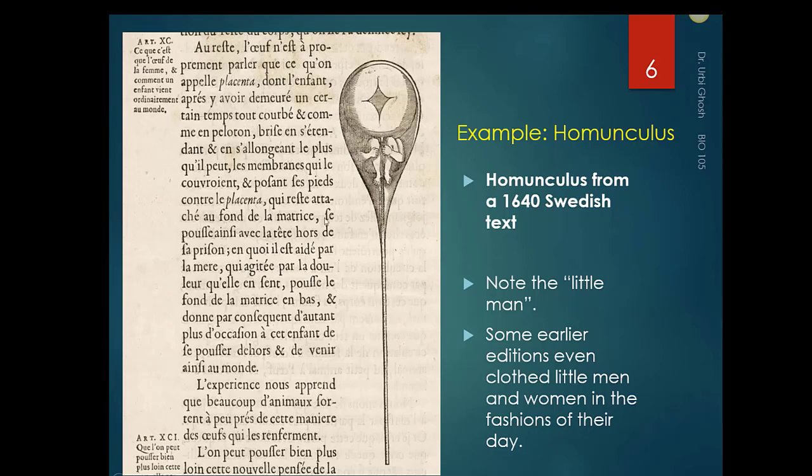For example, in the old days, in a Swedish text from 1640, there was a fully formed human being found in a sperm. And some earlier editions even had clothed little men and women in the fashions of their day in the sperm. And that's how things were passed on.